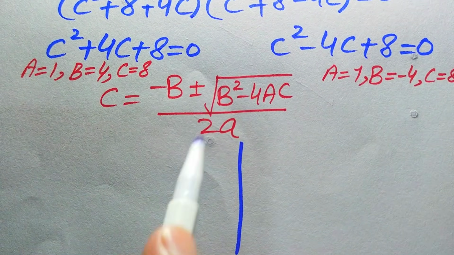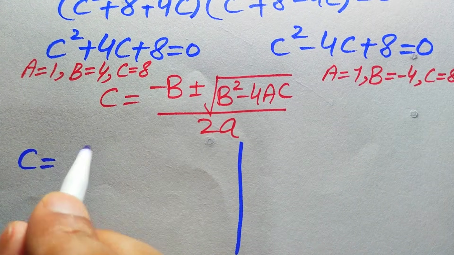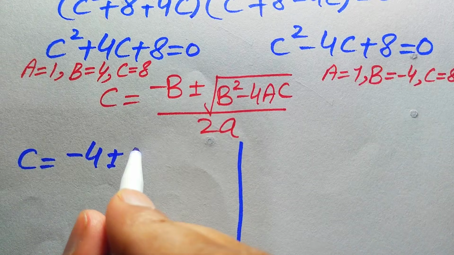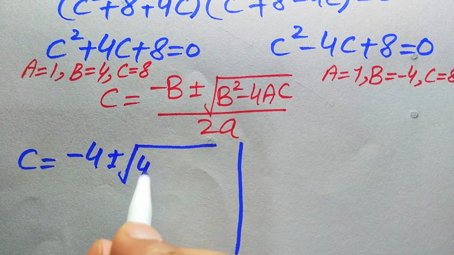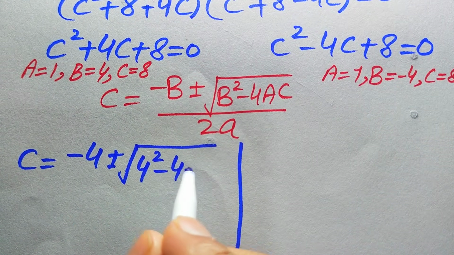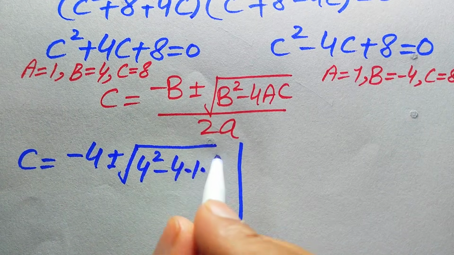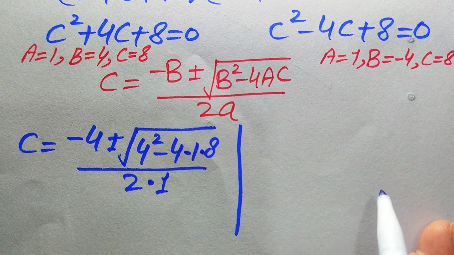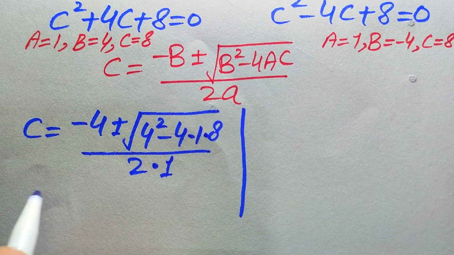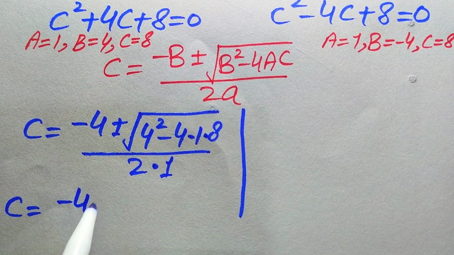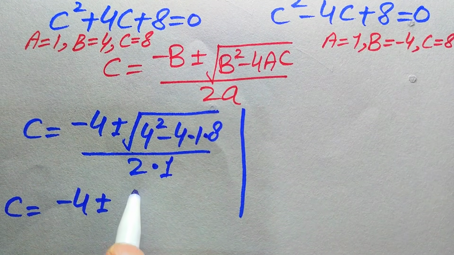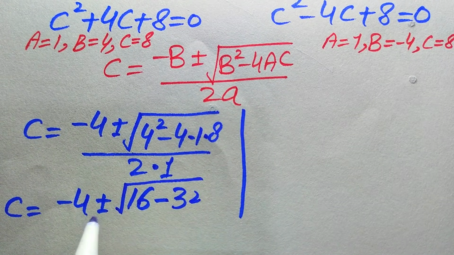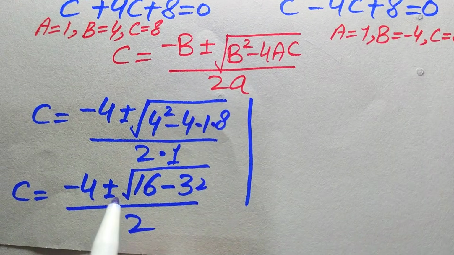So when you put these values here, it will become c equals minus b, the value of b is minus 4, plus minus square root of b square. B is 4 square, minus 4 times a is 1 and c is 8, and it is divided by 2 times a, and here our a equals 1. So we have c equals minus 4 plus minus, this 4 square becomes 16, and 4 times 8 becomes 32, square root, and it is divided by 2.